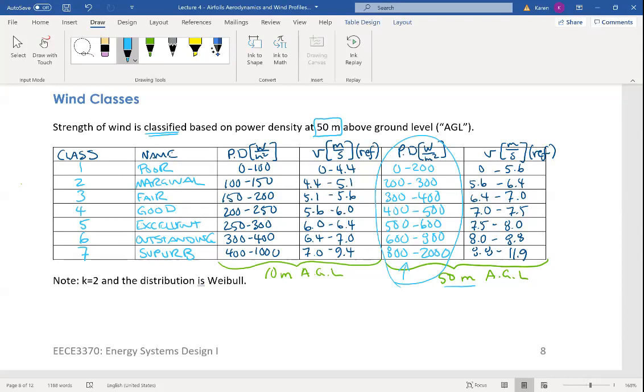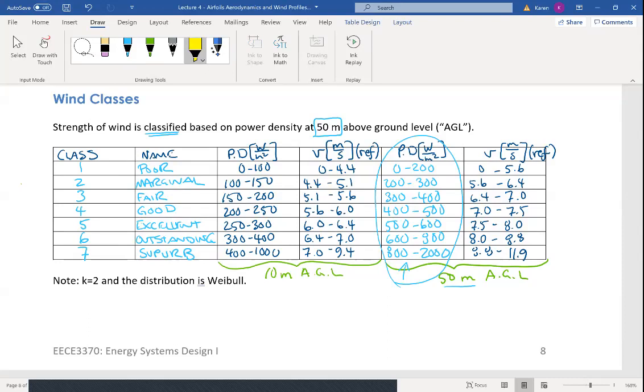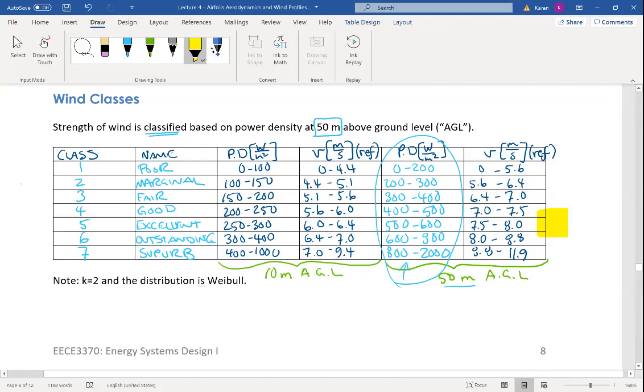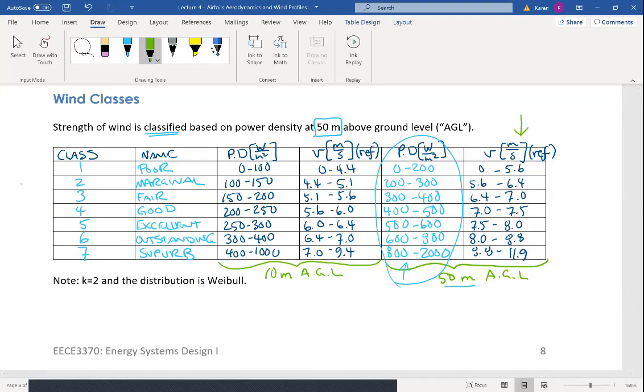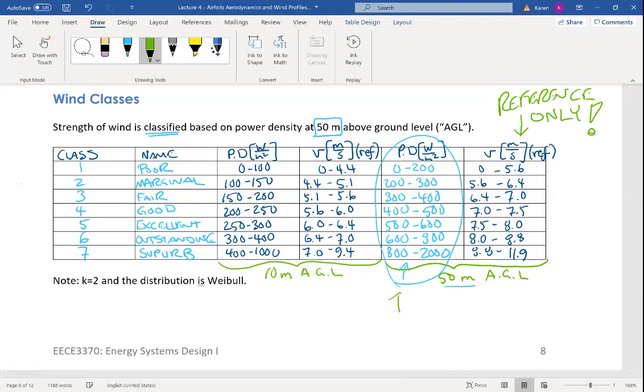So the classes have numbers and they have names, but we have to be really careful. We do not say, oh, we have a 7 meters per second wind, therefore the class of wind is excellent. No, this is for reference only. The velocity is for reference only.